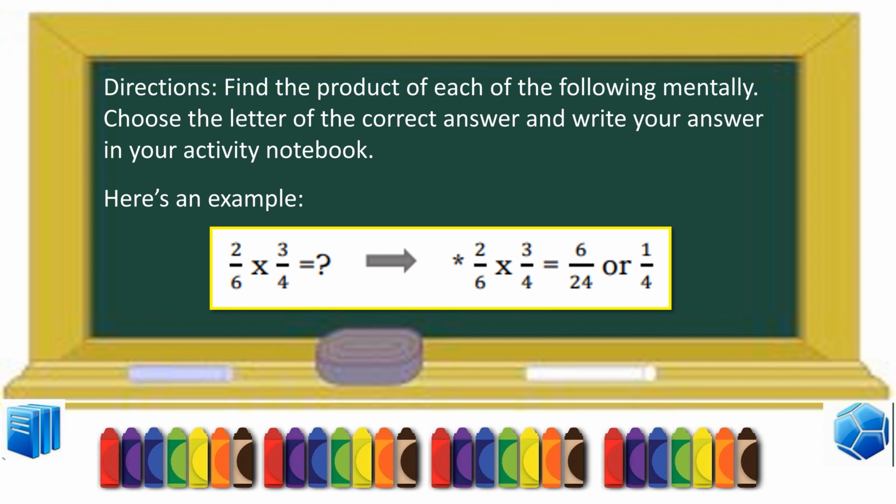2 over 6 times 3/4. 2 times 3 equals 6. 6 times 4 equals 24. Then, lowest term, 6 and 24 can be divided by 6. So, 6 divided by 6 equals 1. 24 divided by 6 equals 4. So, 6 over 24 or 1/4.